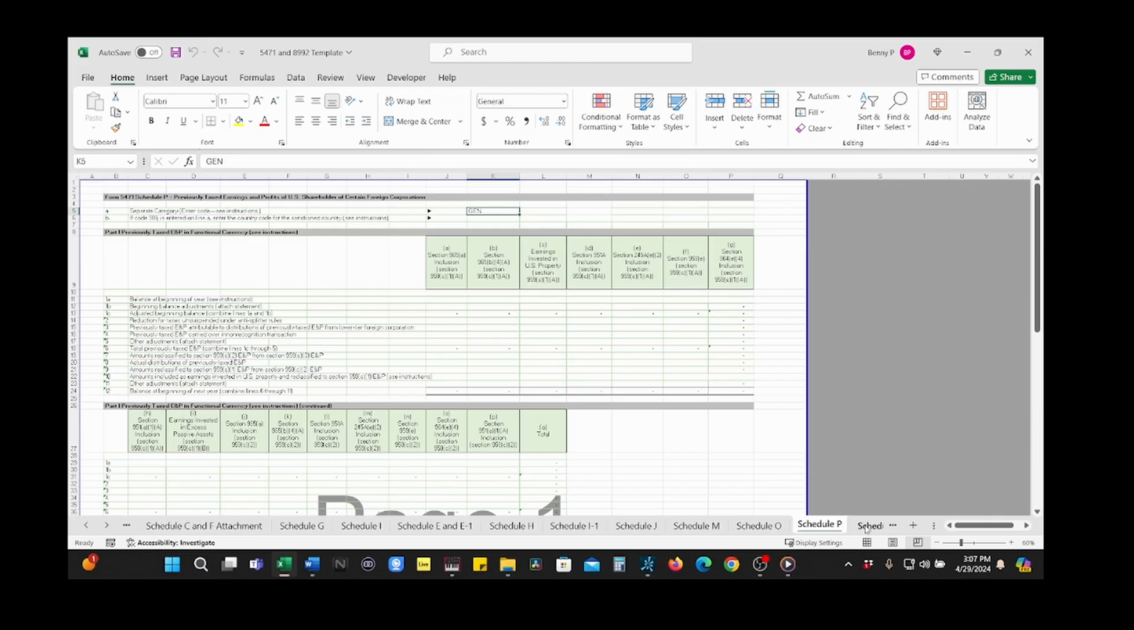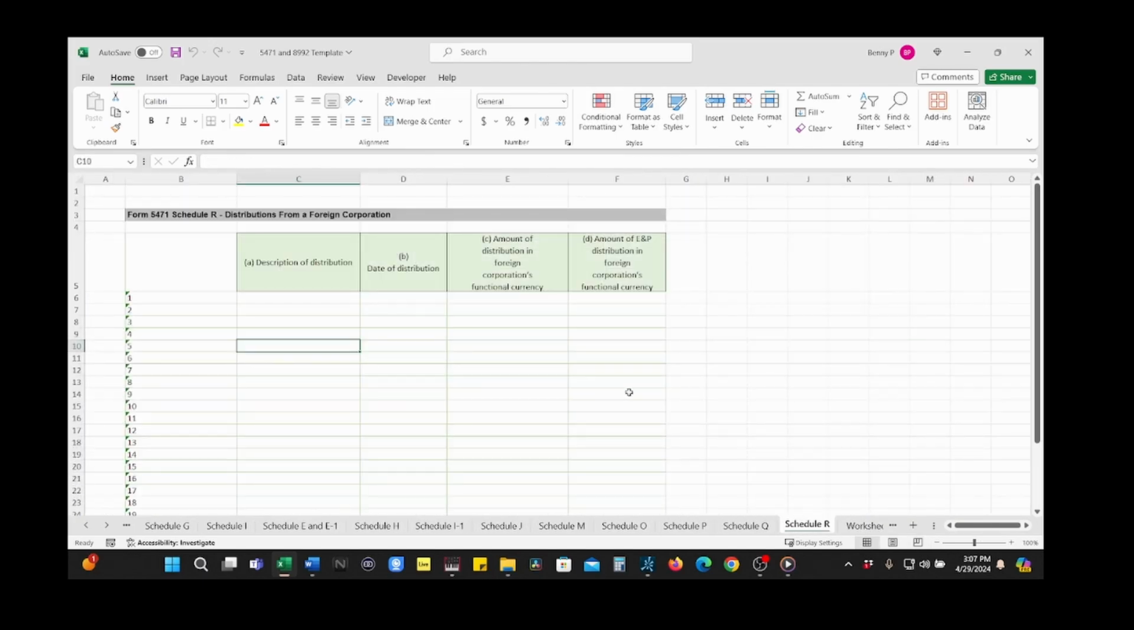Schedule R shows any cash and non-cash distribution from the foreign corporation. Here you have to show the amount and also the amount coming out of the earnings and profits of the foreign corporation.